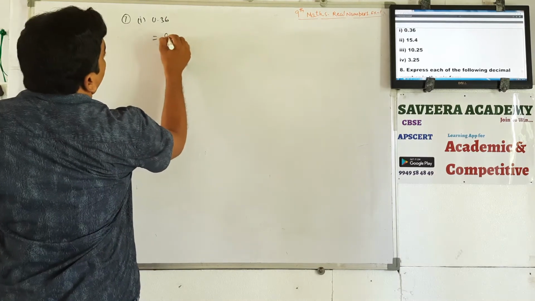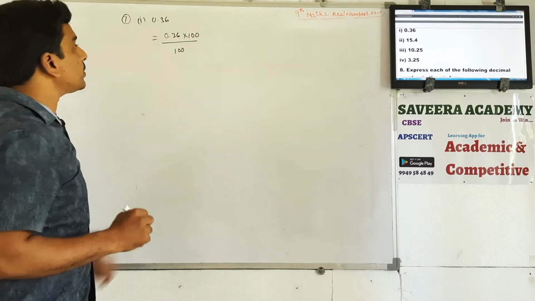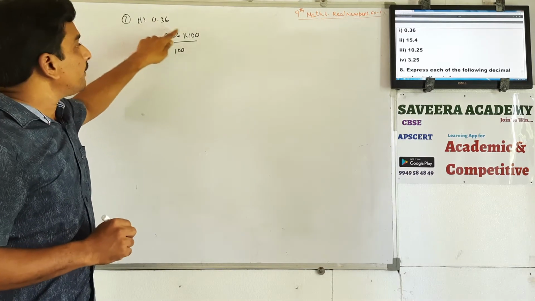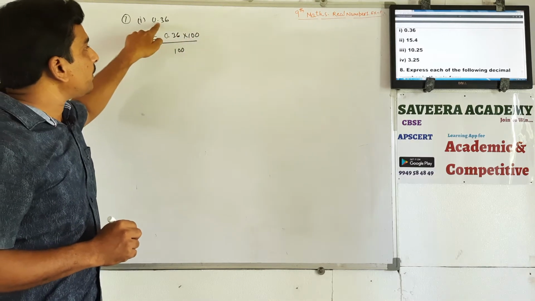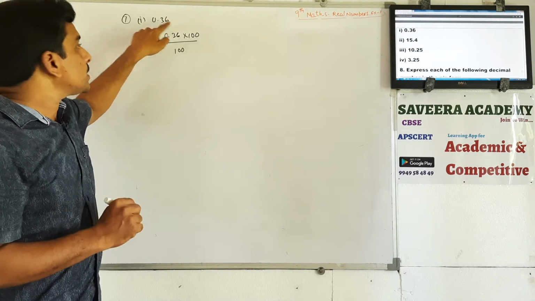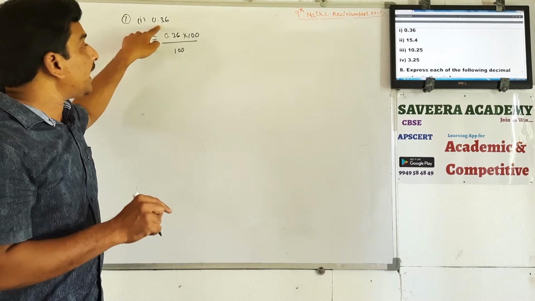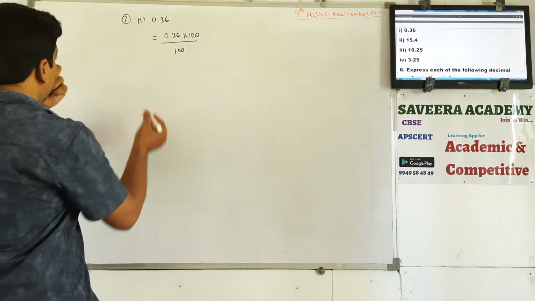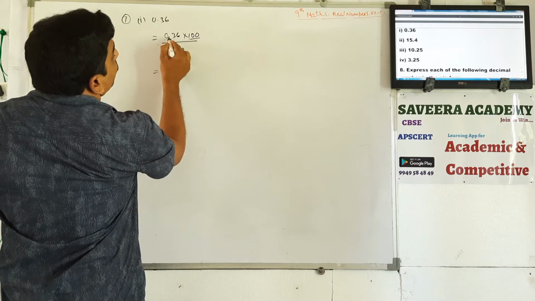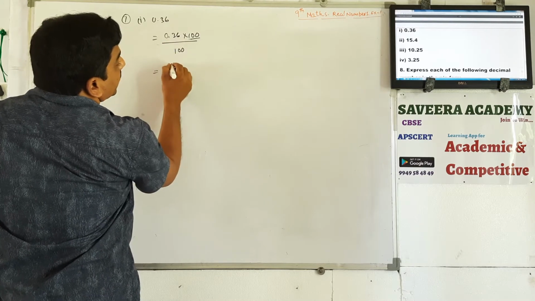Next, 0.36 into 100 divided by 100. Since two digits are there after the decimal point, we multiply and divide with 100. Suppose after the decimal point there are three digits, you multiply and divide with 1000. Suppose only one digit is there, then multiply and divide with 10. Whenever you multiply with 100, the decimal point moves towards the right side, two places.